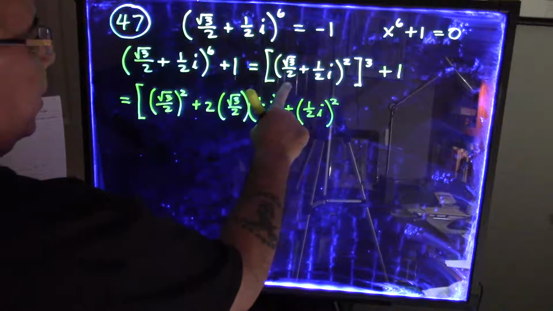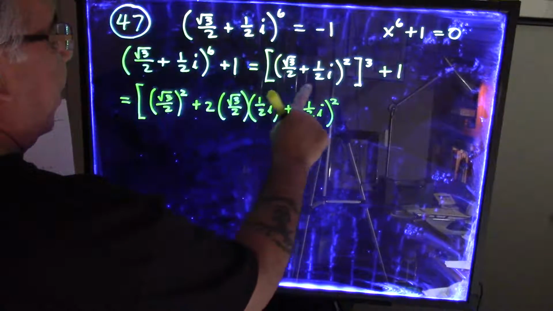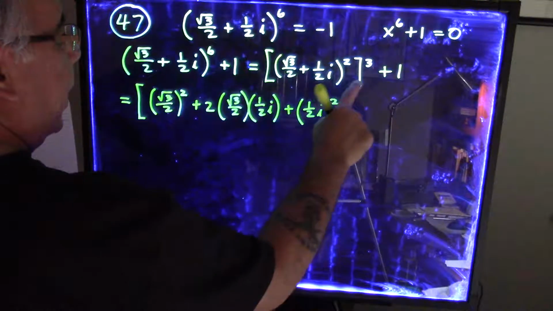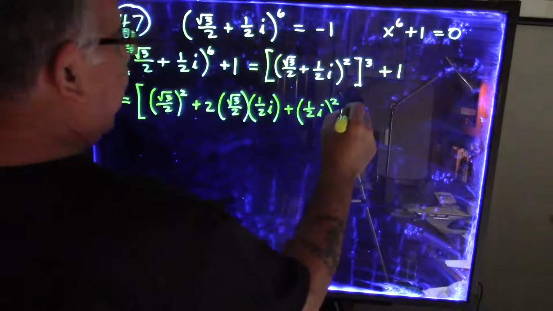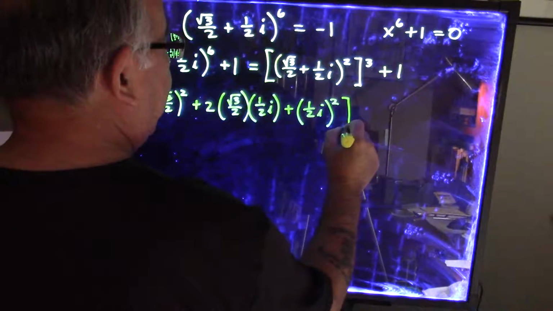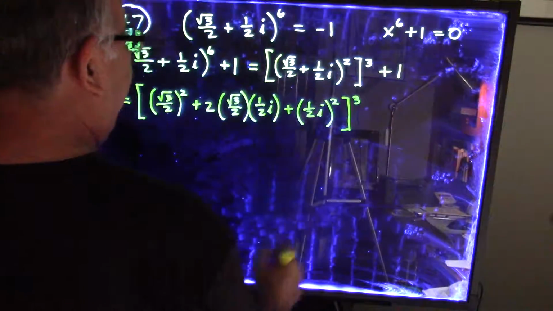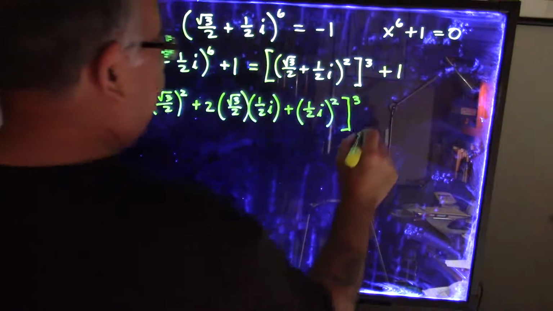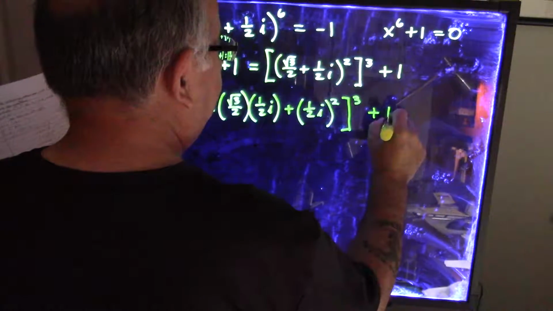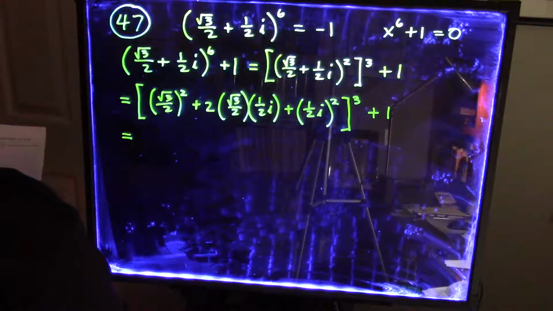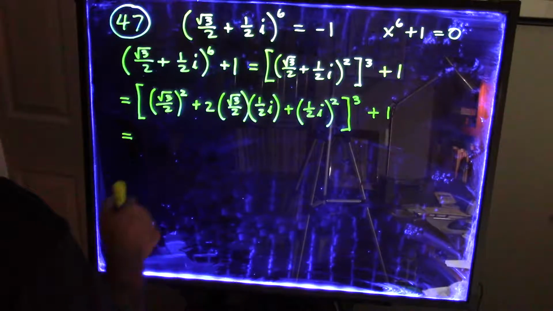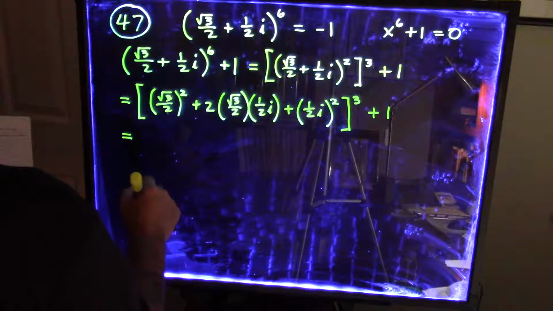And we just squared this part here. We just did this part in the parentheses. That still leaves us with a cubed on the outside, so that's why I put the brackets there. So that closes the bracket and put a cube there. Alright. So now we've got plus 1 at the end. Okay. So now let's work inside the brackets.